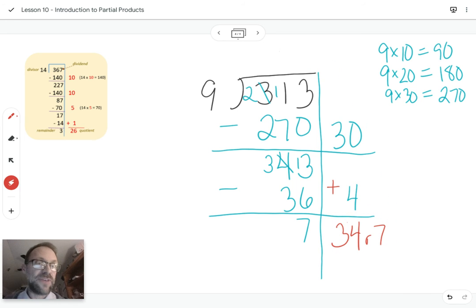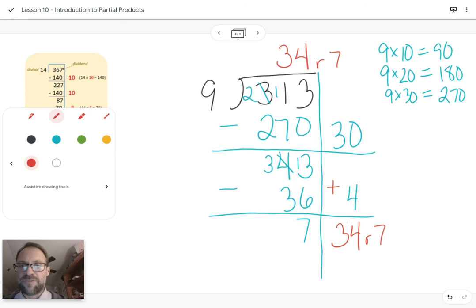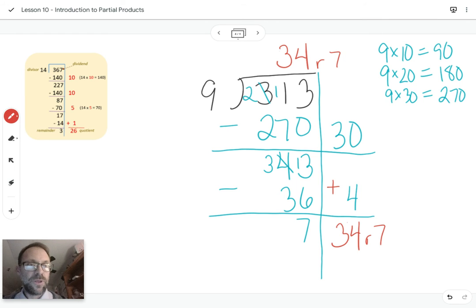I'm going to keep my place values lined up. 34, remainder 7. And notice my place values are lined up. Wow, my writing is neat. Check this out. Everything's lined up perfectly. Look at that. Oh, okay. That's how you do it.